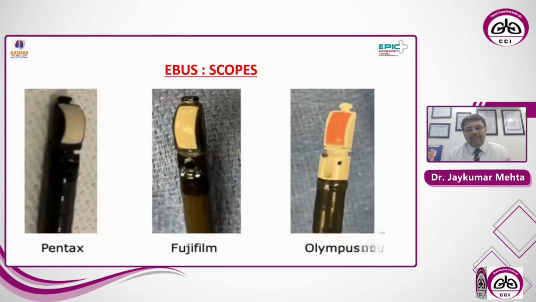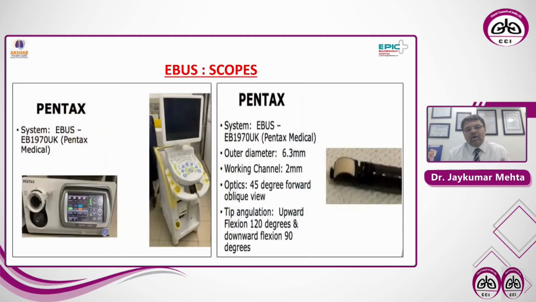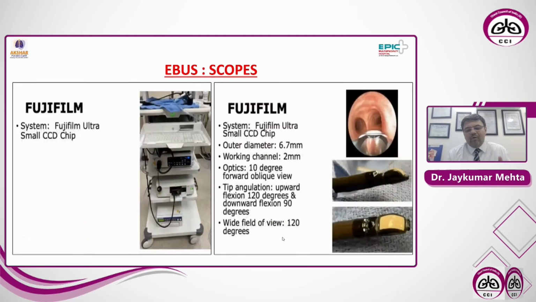Coming to the different companies which manufacture that, there are three companies at present in India, like Pentax, Fujifilm, and Olympus, which are having different types of scopes. Coming to the Pentax, it has this beautiful system of an ultrasound EBUS, EB1970 UK, Pentax Medical. They have outer diameter of 6.3 mm, working channel of 2 mm, 45-degree forward oblique view, 120-degree flexion upwards, and 90-degree flexion downwards. Here there is an important concern that because they have Hitachi ultrasound, you need to have PC-PNDT law, which may not be needed in others because they are not using this complete dedicated ultrasound unit.